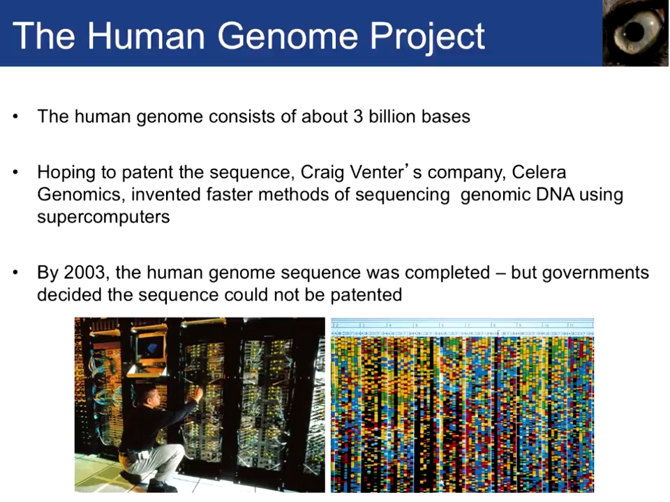The picture on the left shows some of the supercomputers used to sequence the human genome at Cellular Genomics. And the picture on the right shows the raw data of a human DNA sequence. And you can see on the right just how complicated that sequence is.